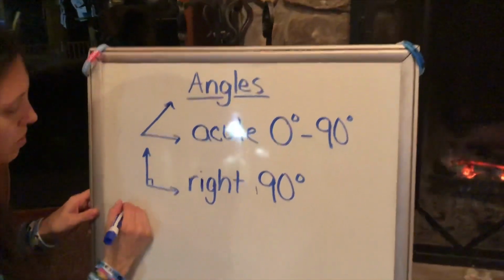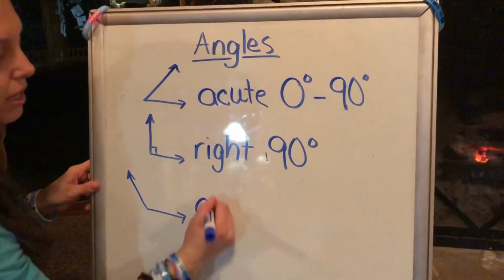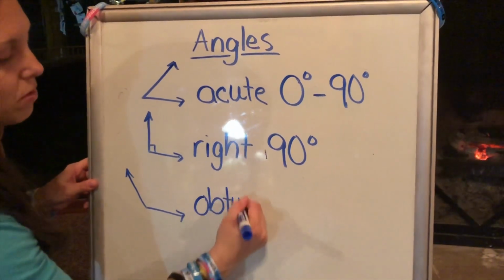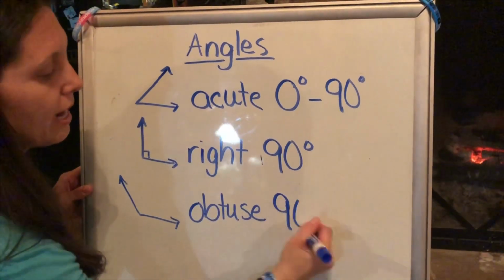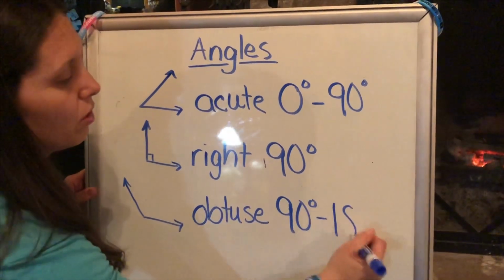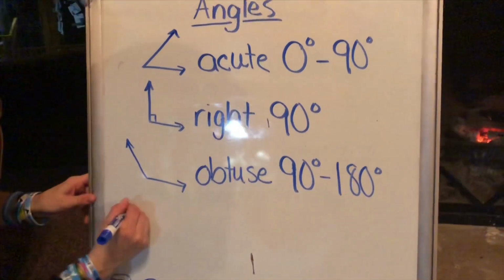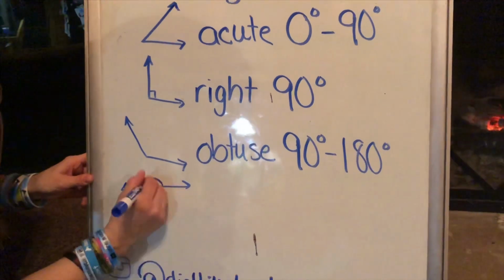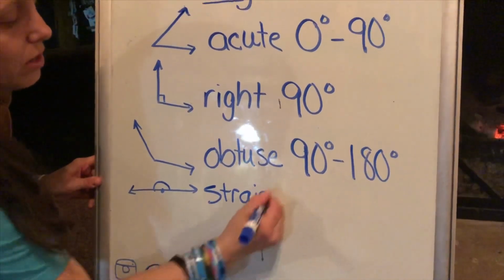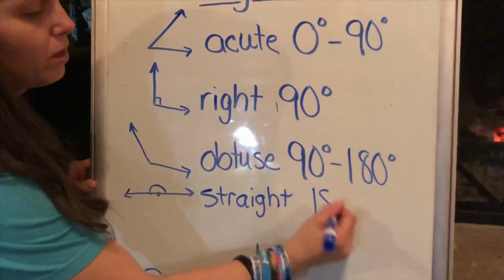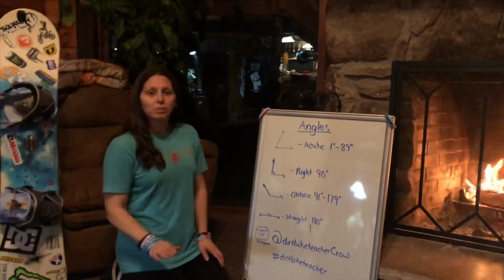Our next angle is bigger than a right angle, and we call that an obtuse angle. And an obtuse angle is between 90 degrees and 180 degrees. But if you have an angle that is exactly 180 degrees, that is called a straight angle, and that is 180 degrees. You need this for the next part of our assignment.